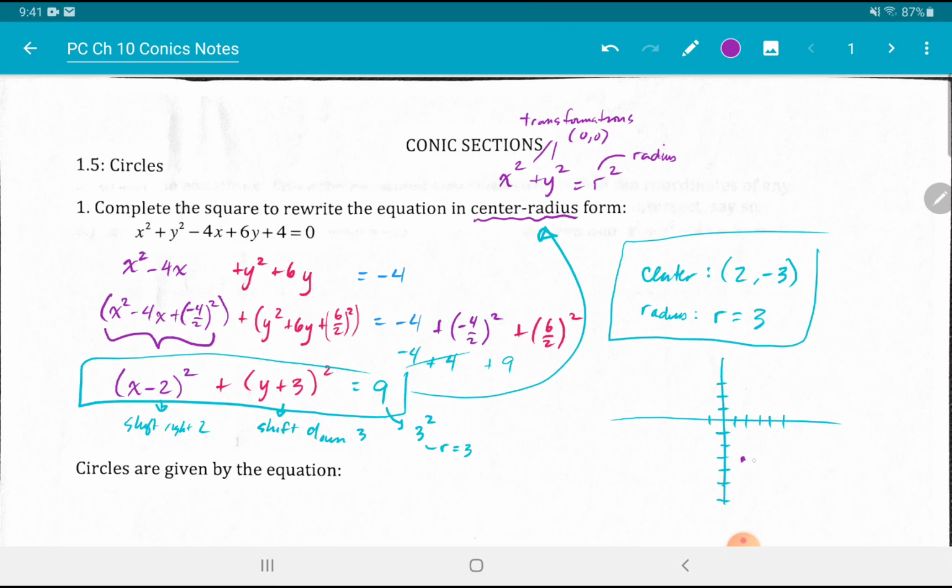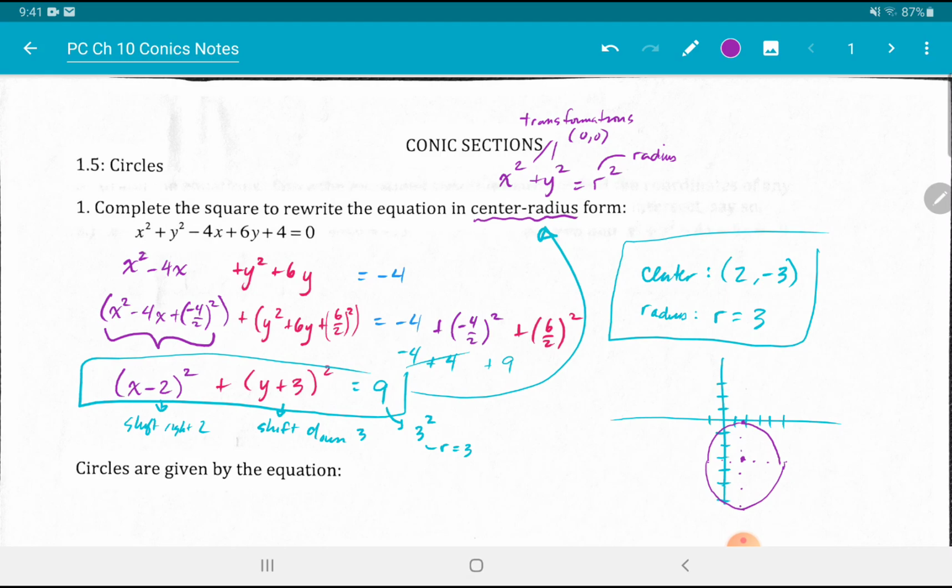I should go 3 to the right, 1, 2, 3. I should go 3 to the left, 1, 2, 3. I should go 3 up, 1, 2, 3. And I should go 3 down, 1, 2, 3. So these points help me to visualize where my circle should be drawn. And of course, if I had done this more accurately, we would have more of a perfect circle, but our circle would look something like that.